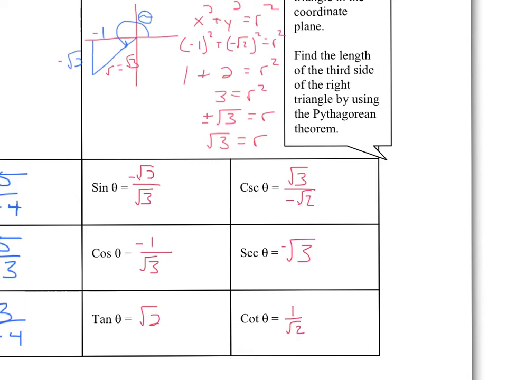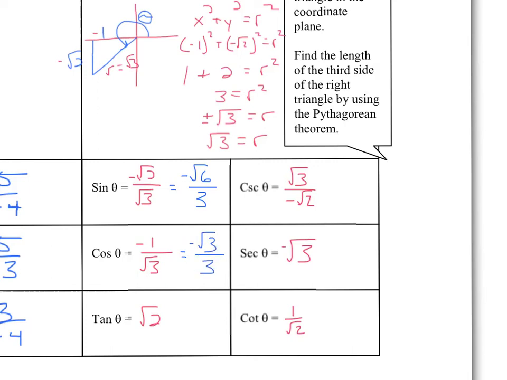A lot of these need fixed. Cosine, here, square root of 3 can't be on the bottom. So if we multiply the top and the bottom by the square root of 3, we're going to get negative square root of 6 over 3. If the square root of 6 would reduce, we would reduce it. It doesn't. When you multiply two radicals, you multiply the inside numbers together. The next one, if you multiply top and bottom by square root of 3, you get negative square root of 3 over 3.